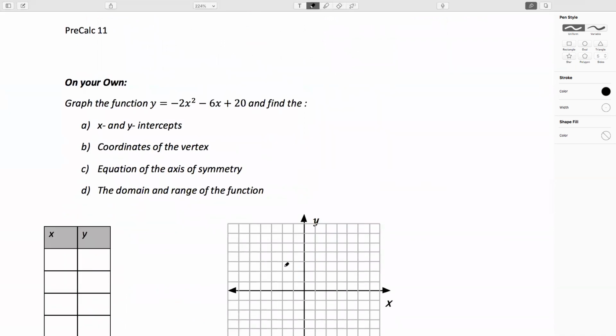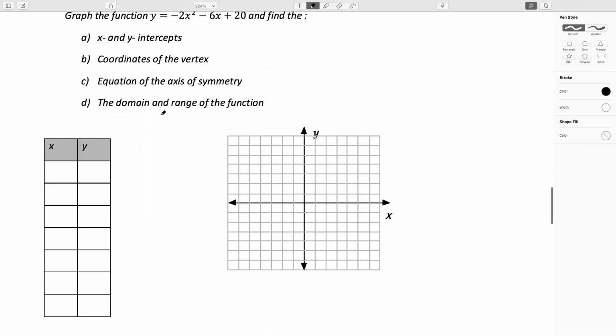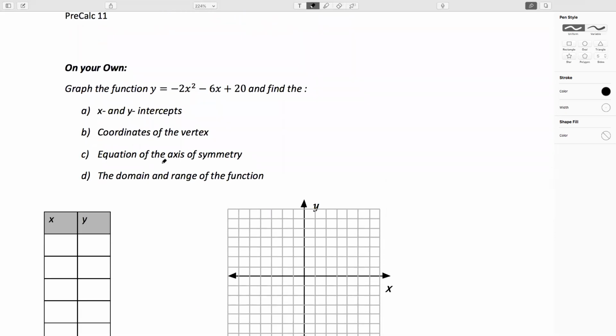So this is a bit of a tricky one. It wasn't on your own, but we'll do it together. We're going to graph the function. We are going to create a table of values for the function, and we're going to find all of these characteristics: the x and y intercepts, the coordinates of the vertex, the equation of this axis of symmetry, and the domain and range of the function. The first thing we're going to do is build our table of values. You could do this by substituting values into the equation, or you could do this by graphing it and creating a table of values using technology.